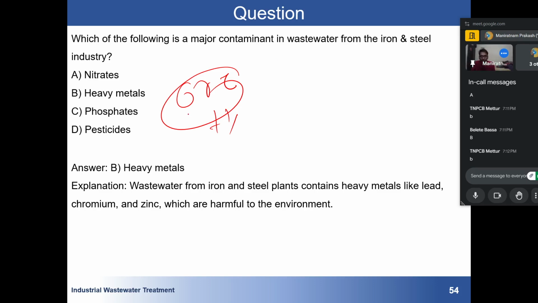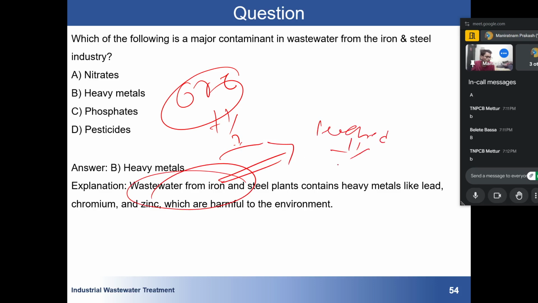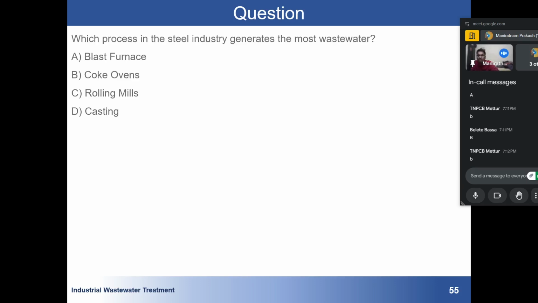So this raw material contains these kinds of minerals, and when it is added in the blast furnace and all these things, these things also get leached out. Okay? So these things are also leached out.